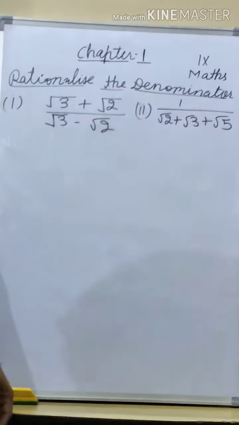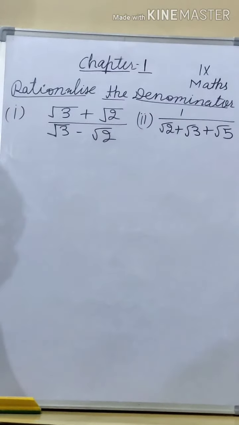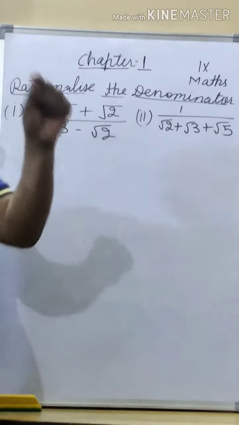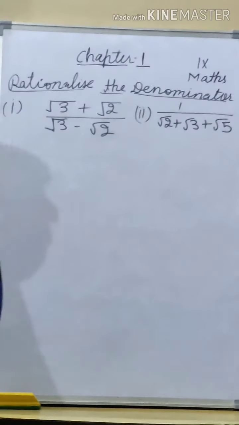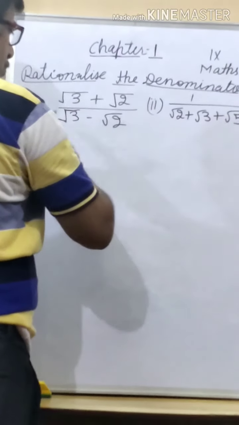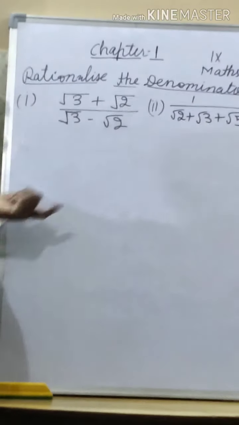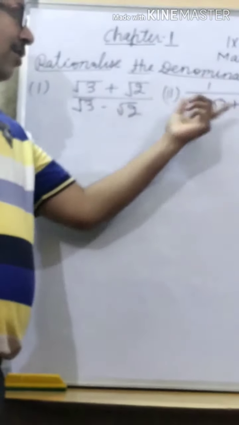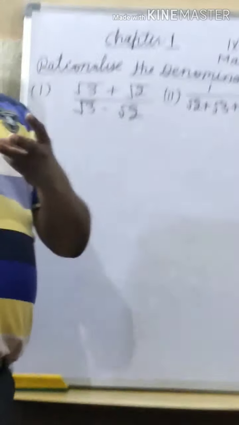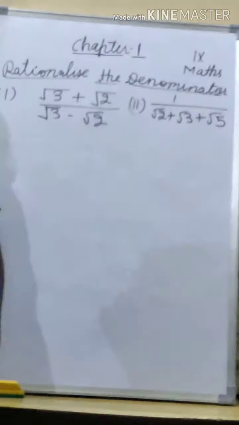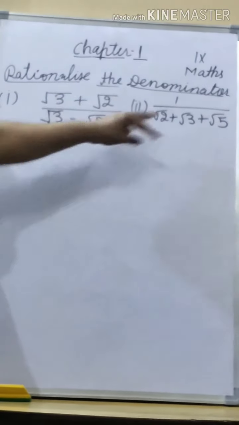Rationalize the denominator. What is the method? What you will do, rationalize the denominator. You have to remove the root sign from the denominator. So now today we'll discuss two types. One, when in the denominator two terms are there, and second, when in the denominator three terms are there. Out of two, any one will come in the exam. This method you have to revise.